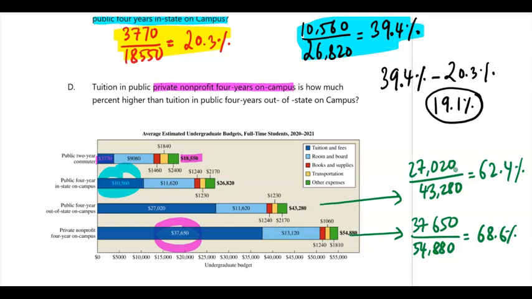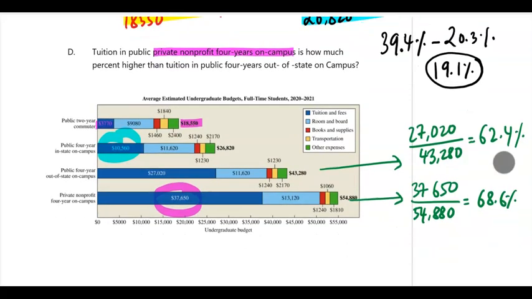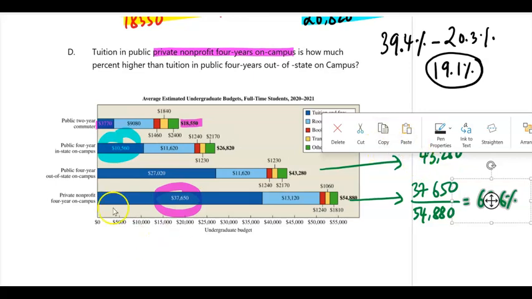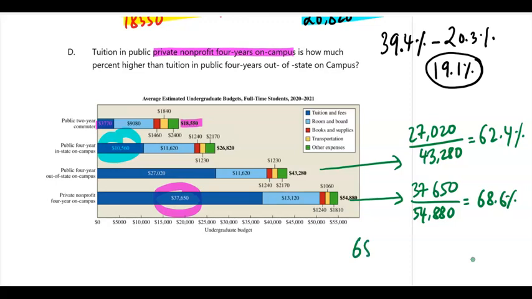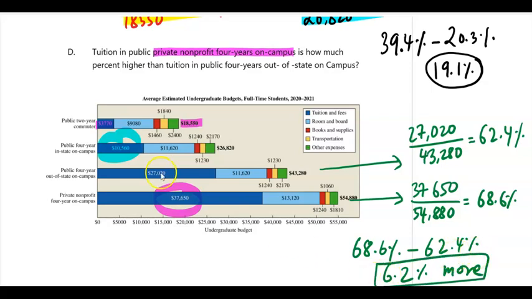62.4%. Now we subtract these two numbers and see how much more. Of course private has more, but how much more? You say 68.6% minus 62.4%. If you subtract, you get 6.2% more in private than public 4-year out-of-state on campus.